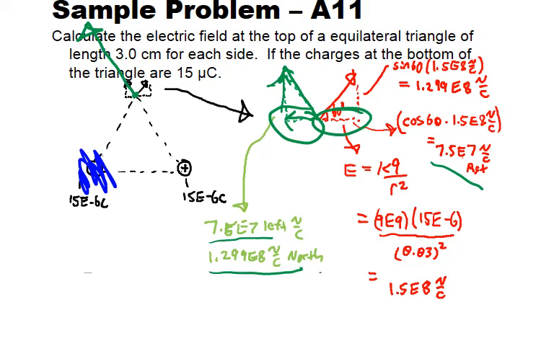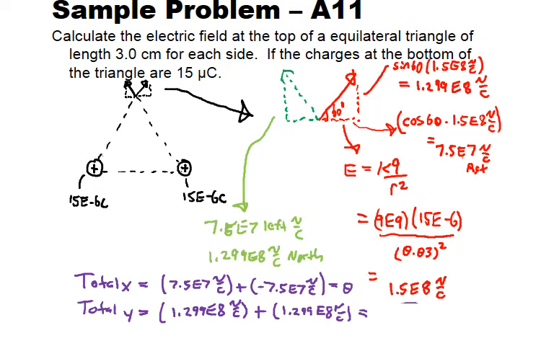So if we added those up together for the total x, total y, the total x would come out to be 0 because this and this field would cancel each other out. For the y, we would add up our y values together, and we would get a total field of 2.6 times 10 to the 8th newtons per coulomb to the north.